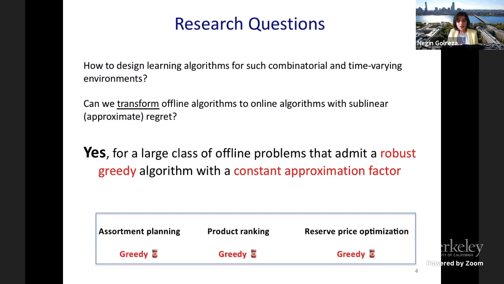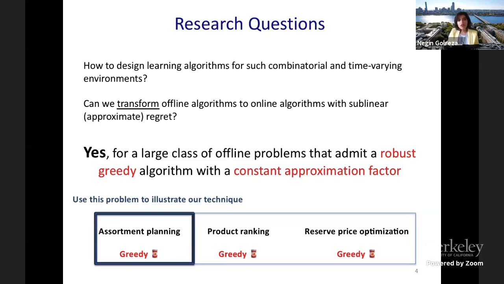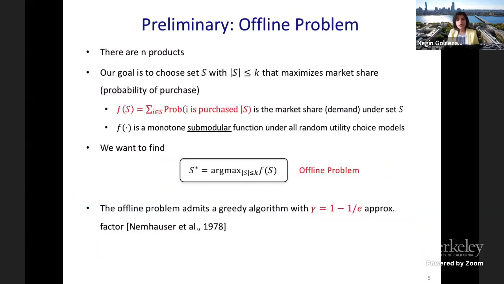And in fact, for all of these three examples that I talk about, there exists a greedy algorithm, and all of these greedy algorithms are robust. I'm going to explain what we mean by being robust. And also they give us constant approximation factor. So in the rest of the talk, I'm going to use assortment planning as the running example to illustrate our technique. But our technique can be applied to the other examples that I talk about, product ranking and reserve price optimization. Okay, so let me start with preliminaries.